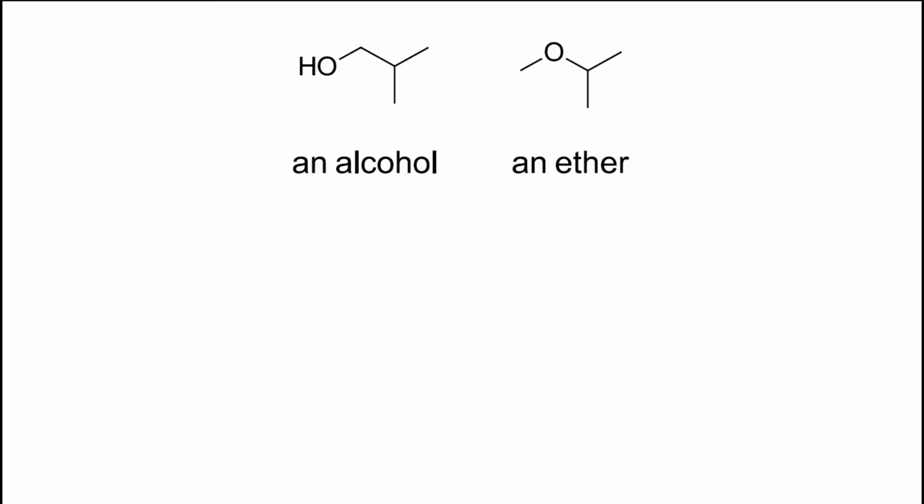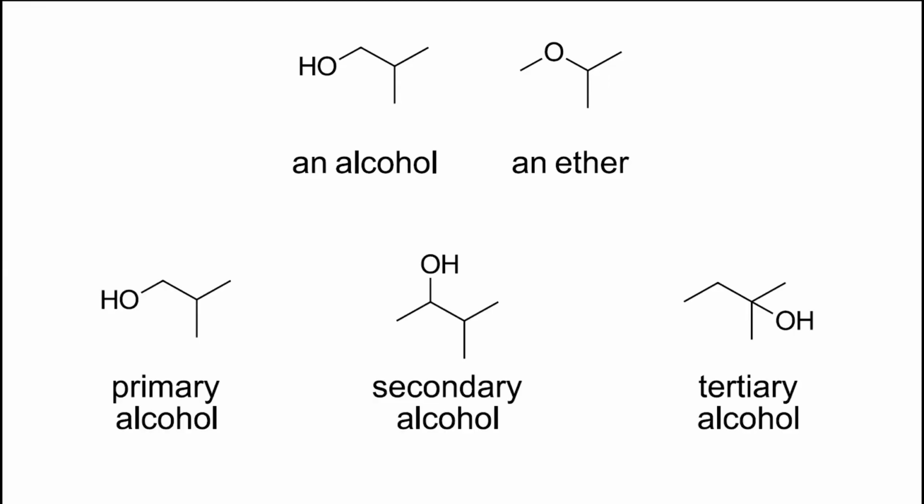An alcohol is an organic compound with an OH group bonded to carbon. An ether is an organic compound with a single bonded oxygen between two carbons. Alcohols can be classified as being primary, secondary, or tertiary. A primary alcohol has the OH group bonded to a carbon that is bonded to only one other carbon.